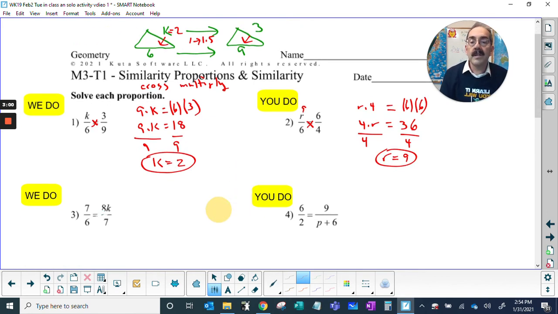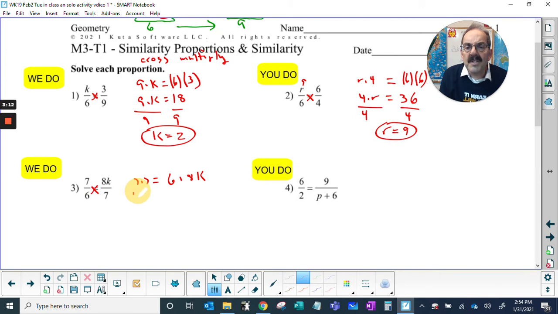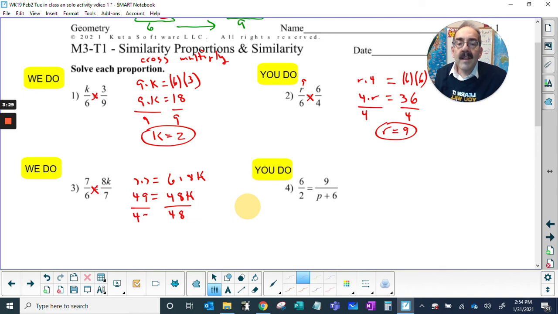Let's do this one together. Cross multiply. 7 times 7, 6 times 8k. So that's going to be 49 and 48k, mathematically speaking. Kind of messy. Divide both sides by 48 so we can get k by itself. K is just an ugly number, right? Leave it as a fraction, that's fine with me.